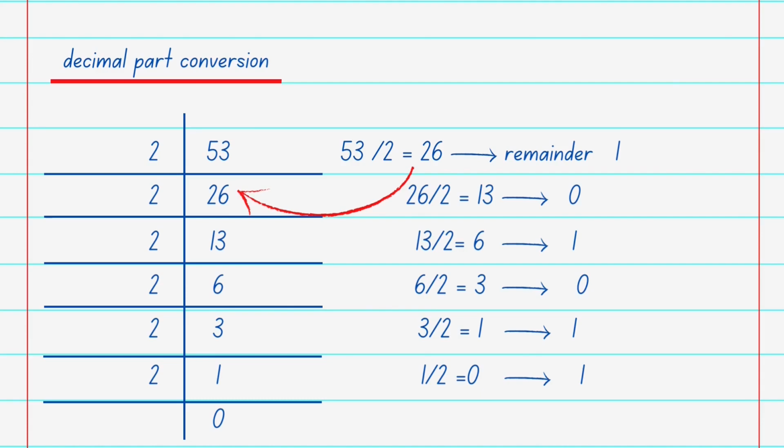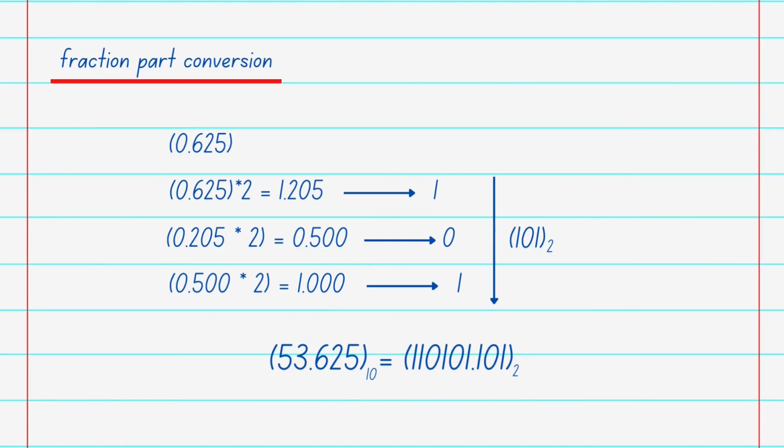So this is what we get as a binary number. If we reverse the values, the binary number is 110101 and the base we have to put is 2. In this way, we have converted the decimal number 53 to the binary number 110101. Next, we will see how to convert the fraction part to the binary number system.